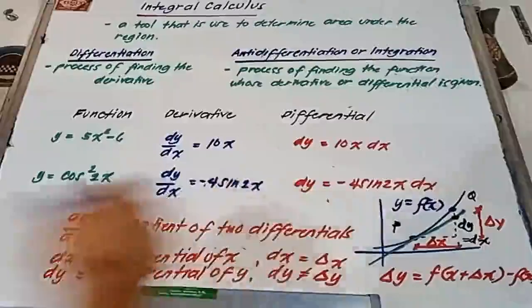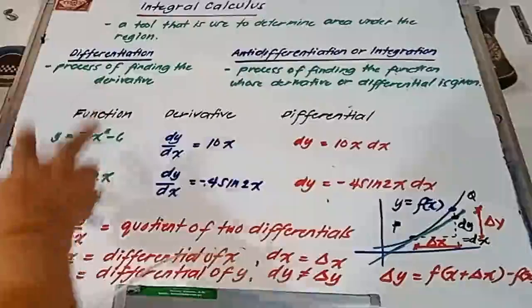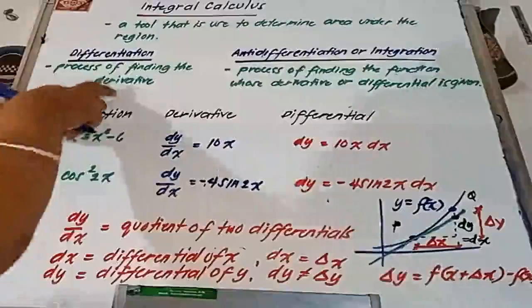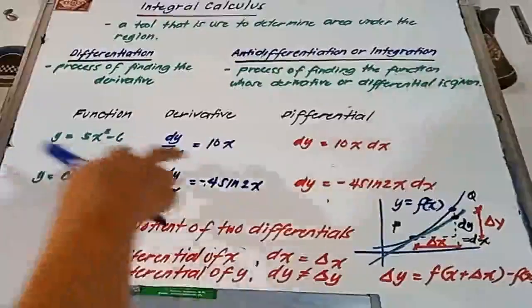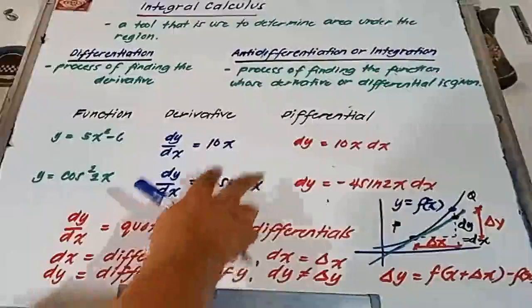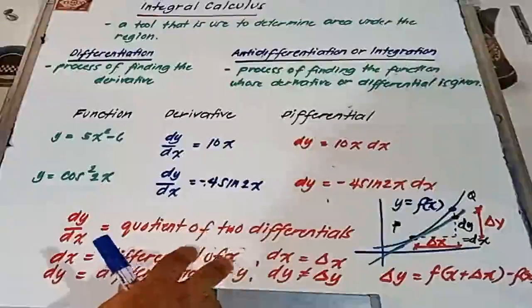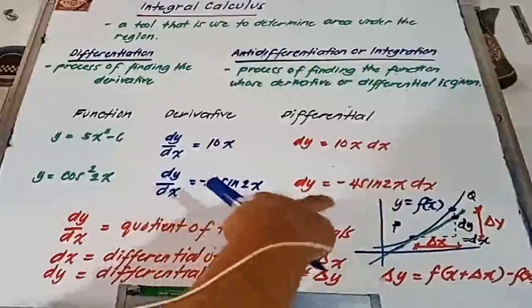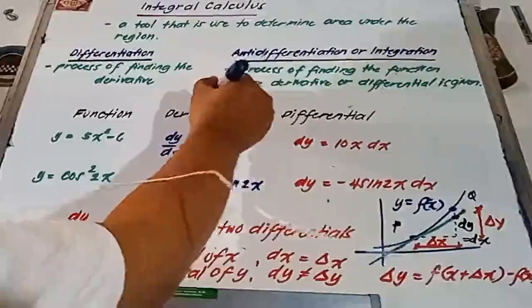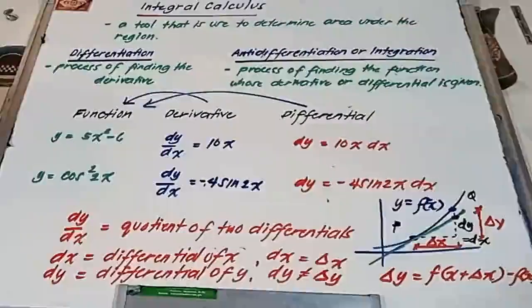Okay? Now, ang gagawin natin, kung given ito yung given, sa differentiation, itong given function, kinukuha natin yung derivative. Okay? Pagdating sa integral calculus, kukunin natin yung inverse of differentiation, also called anti-differentiation or integration. Itong given, derivative or differential, ibabalik natin o kukunin natin yung function. Okay? So, yon ang ating pag-aaralan dito sa integral calculus.